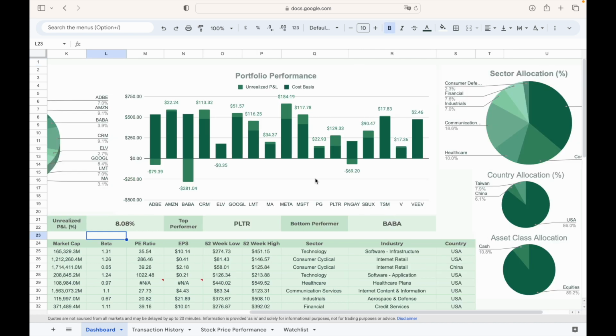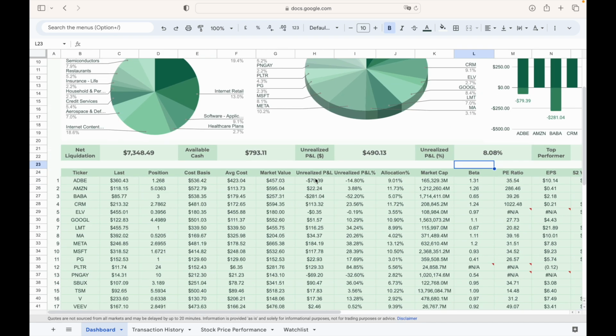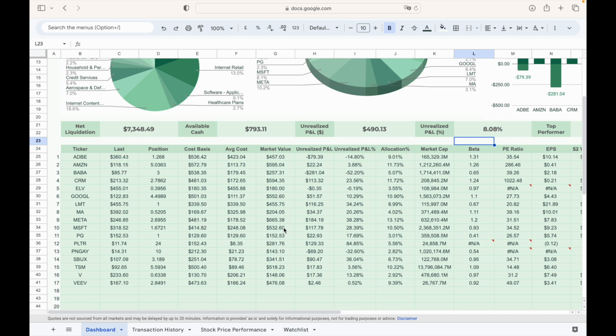Now let's have a look at the performance of individual stocks within my portfolio. As of today, Palantir stands as the best performer, providing over 80% of the unrealized profit. On the other hand, Alibaba has been the worst performer, also offering 50% of unrealized profit due to the Chinese government COVID-19 lockdowns and tax regulation.